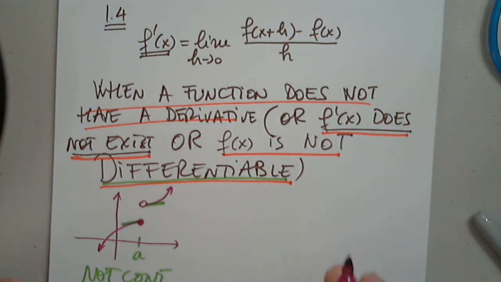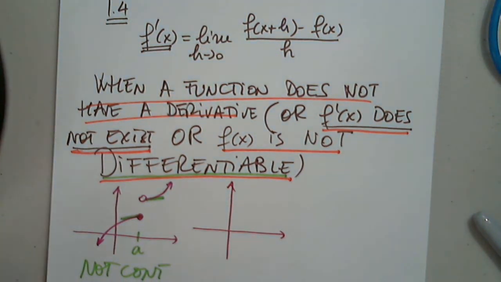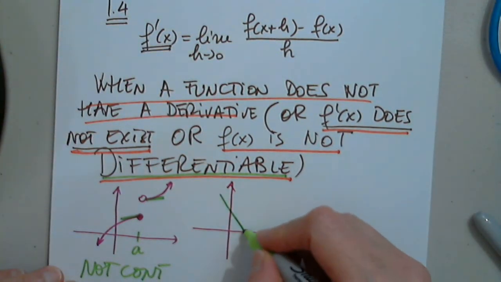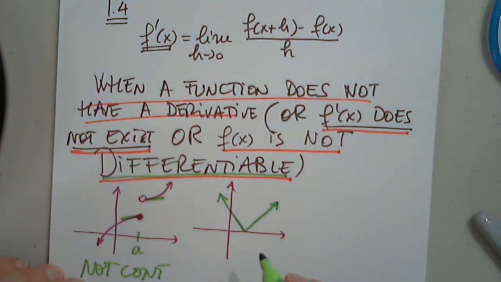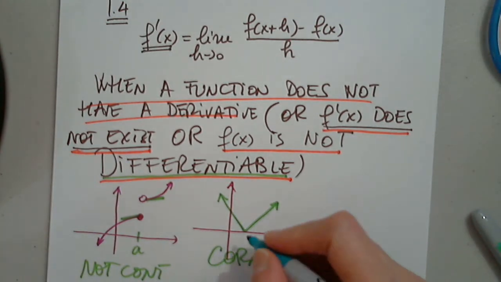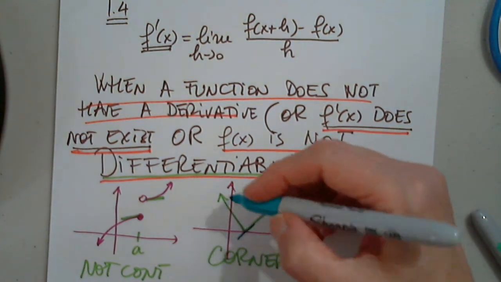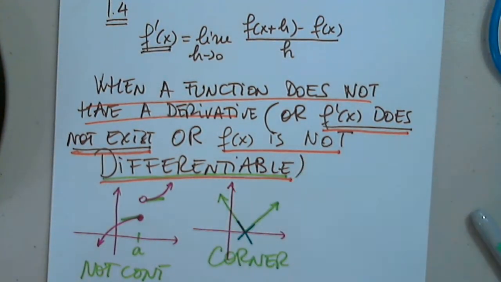Okay, here's another example. This is called the corner. How come? Because it has two tangents at this point. One going this way, having a positive slope, and one going this way, having a negative slope. Not differentiable for not being continuous. Not differentiable for having a corner. And here's another.